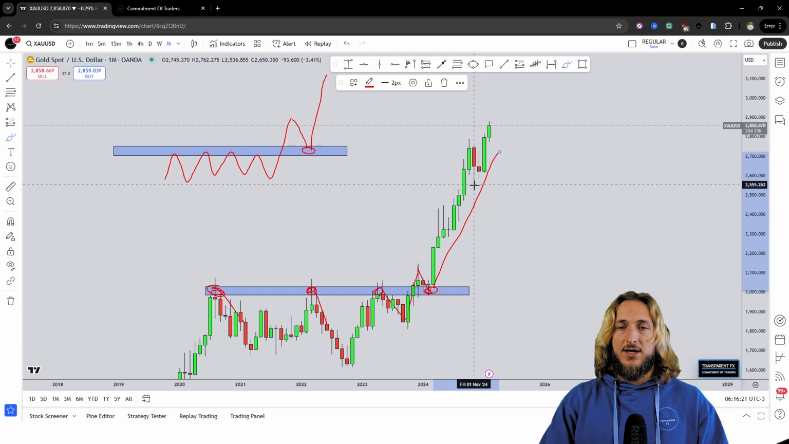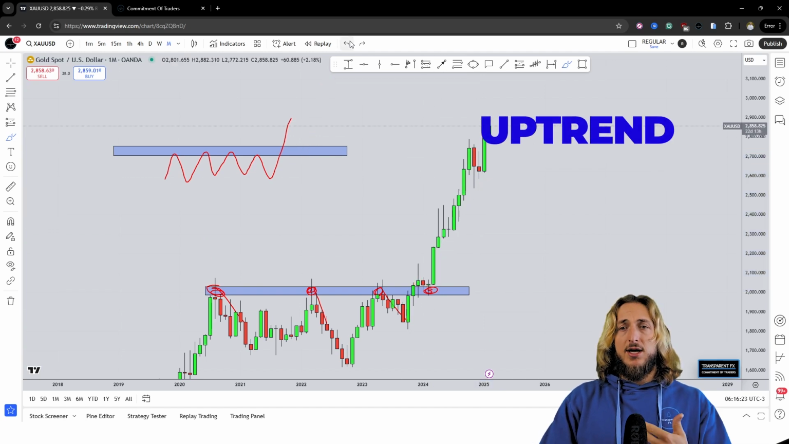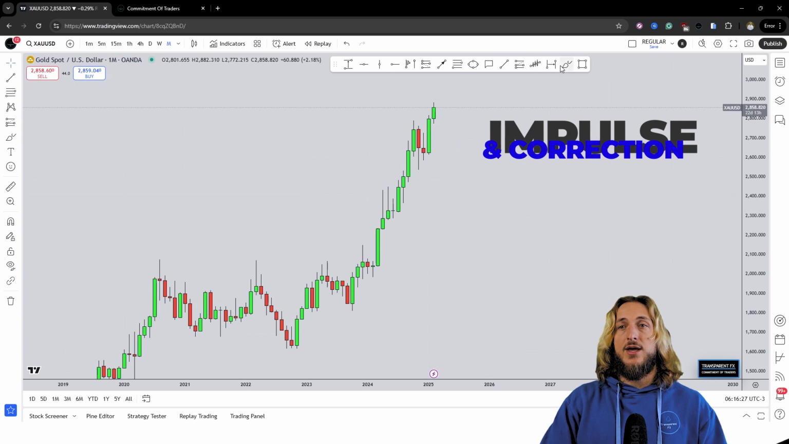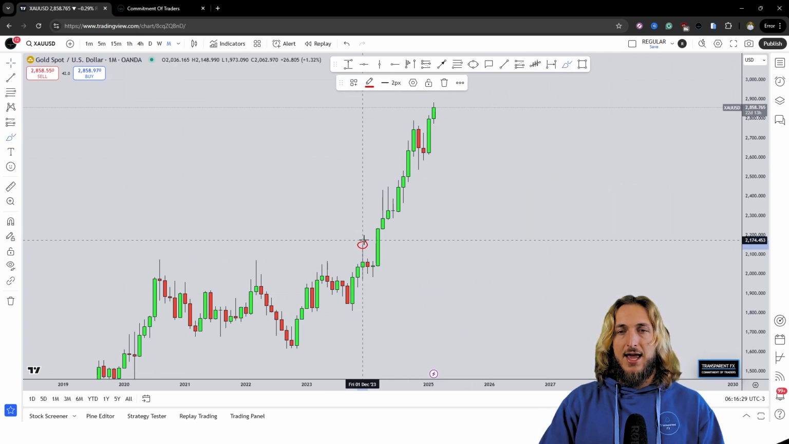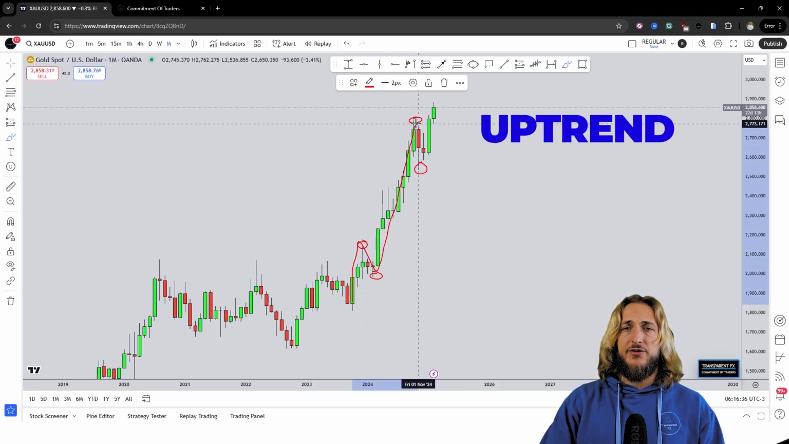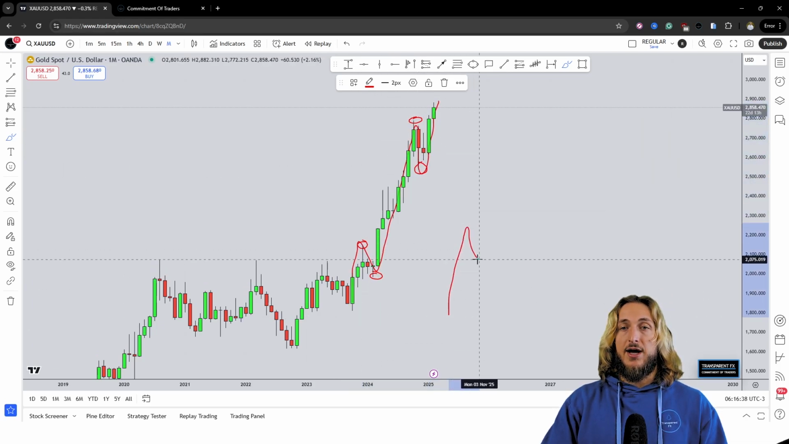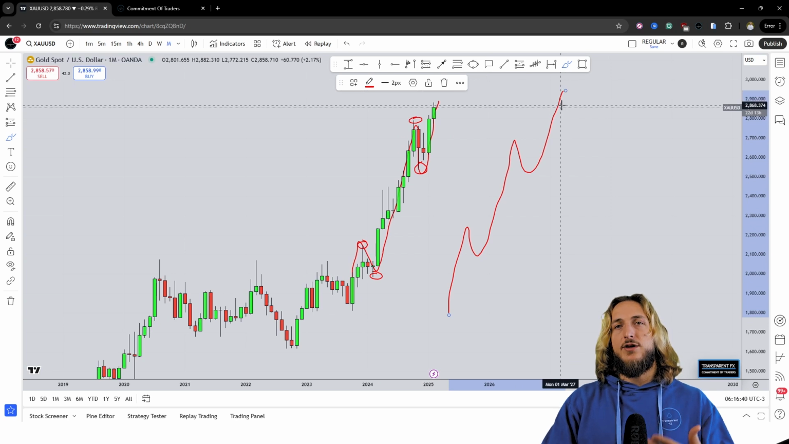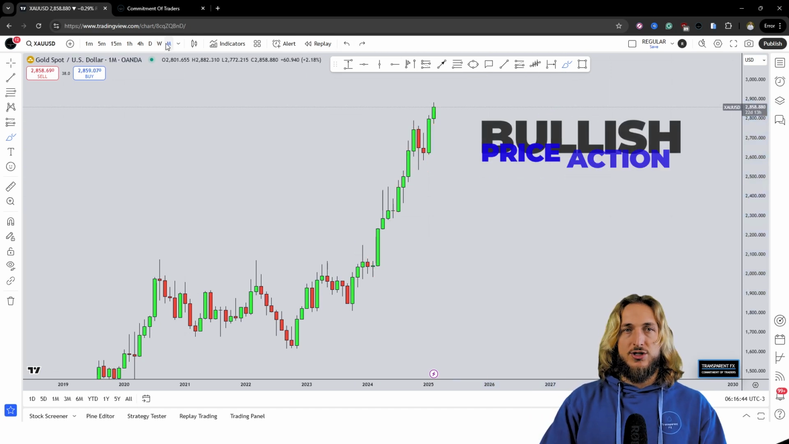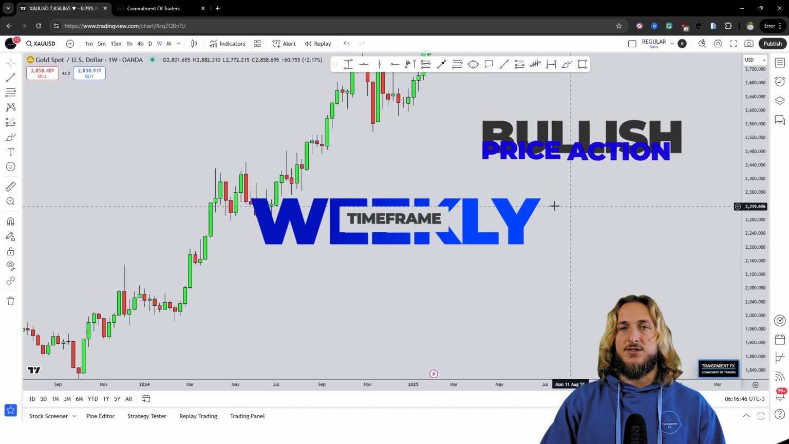And from then, the market has been in a very strong uptrend, creating a series of impulses and corrections and new higher highs and higher lows. So clearly the market here has been in an uptrend during all this period because the creation of higher highs and higher lows is the definition of an uptrend itself. So here on the monthly, everything is quite bullish. Let's drop down to the weekly time frame and see what we have.